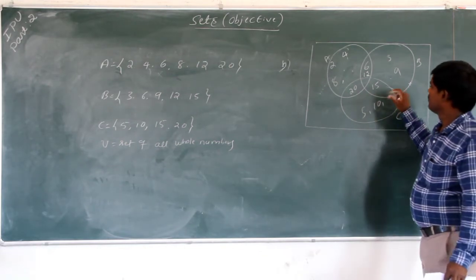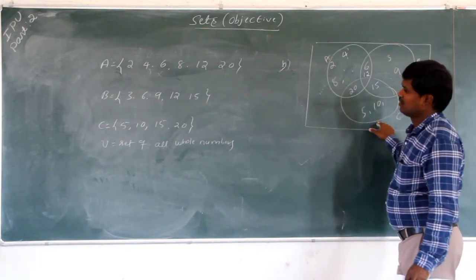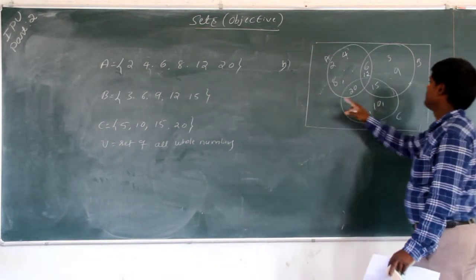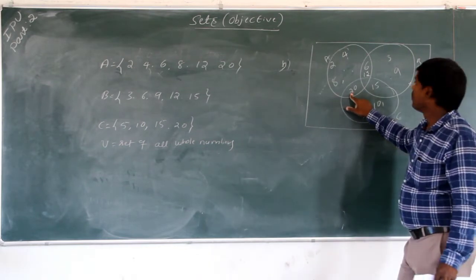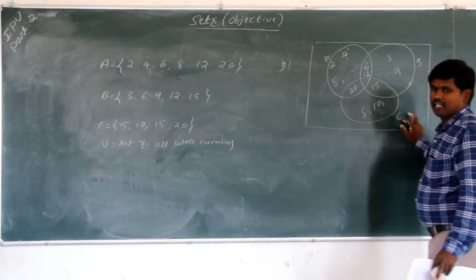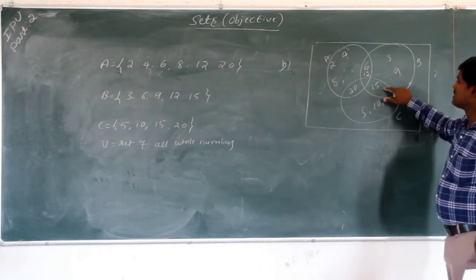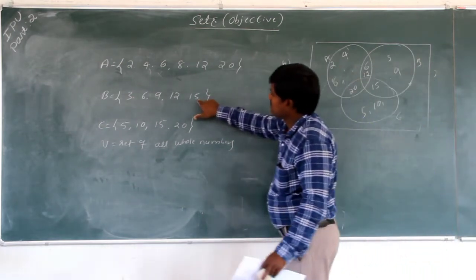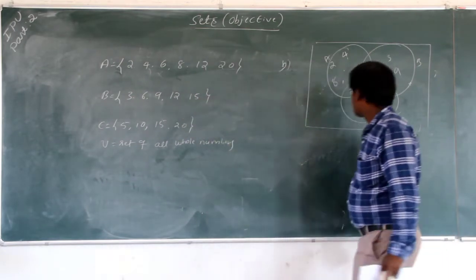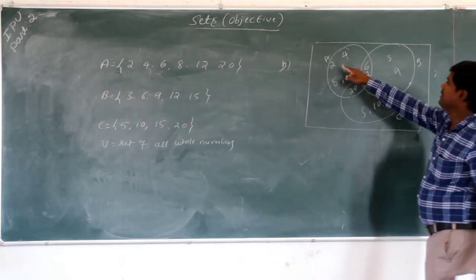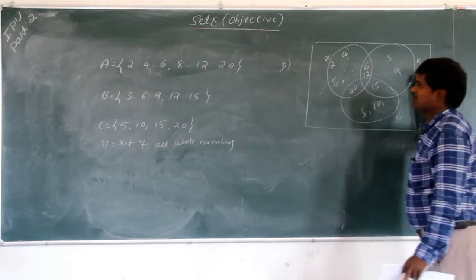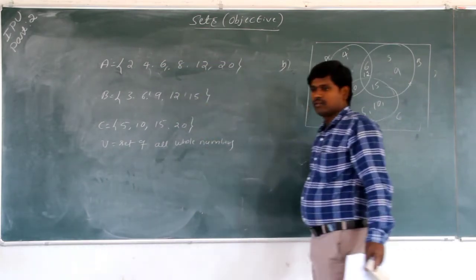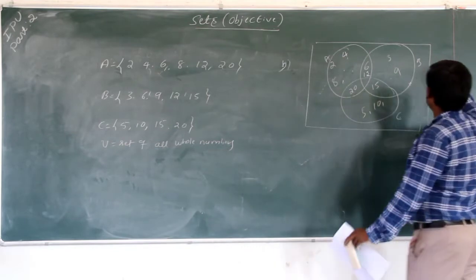So the intersections are also right. Observe the intersections. A intersection C: the common element in A and C is 20 only. And B intersection C: the common element in B and C is 15. Yes, this is also right. And the common elements in A intersection B: 6 is here, 12 is here. Therefore option B is the right answer.